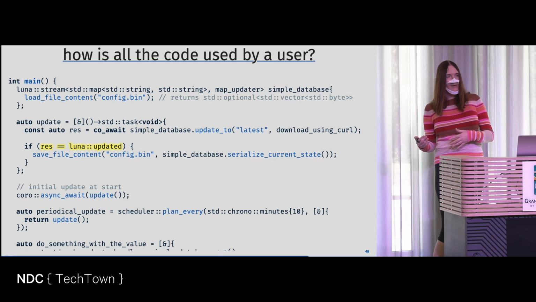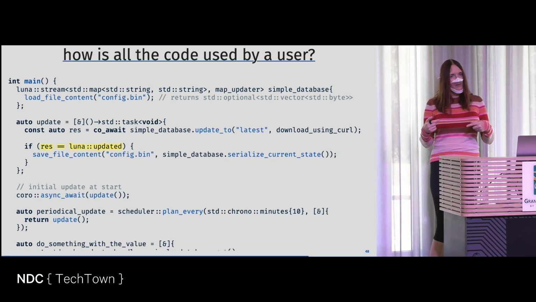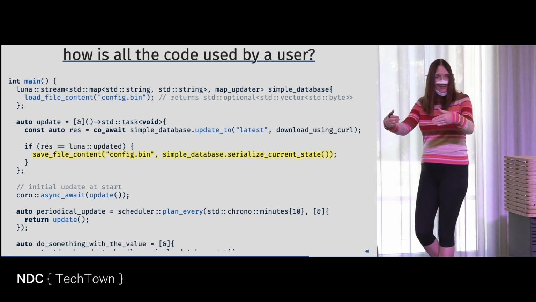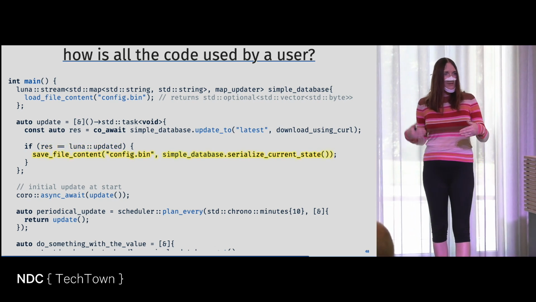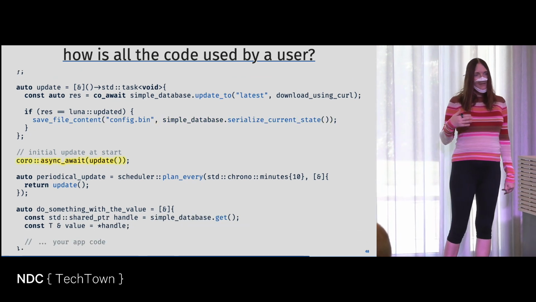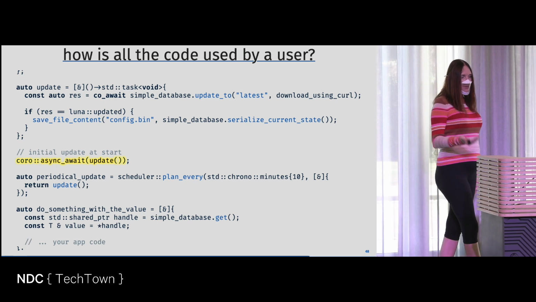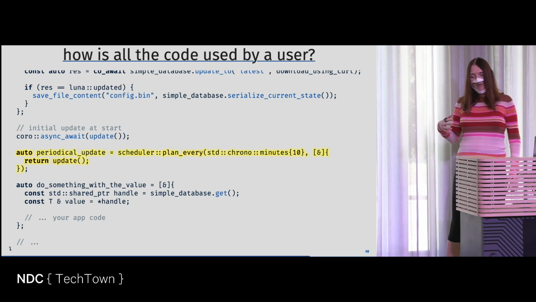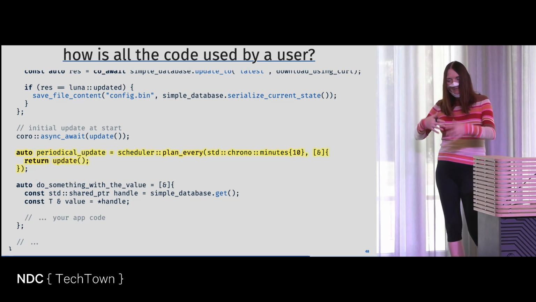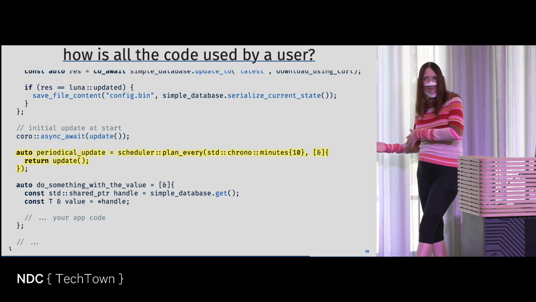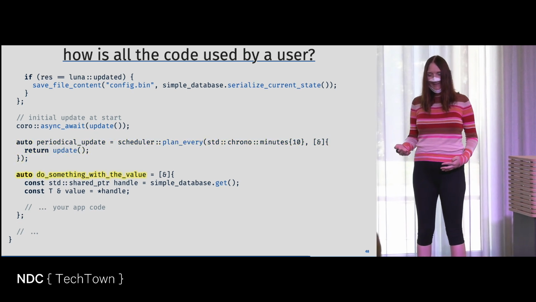And if I did update and I'm not on the latest version, I just store the file. So next time I run the application, it will be on the latest version. So at the start, I will initialize an asynchronous update. I can wait for it. And also with some scheduler, I can plan the update to be checked every 10 minutes, maybe every 5 minutes.